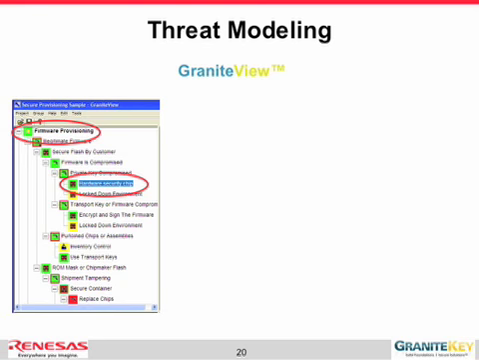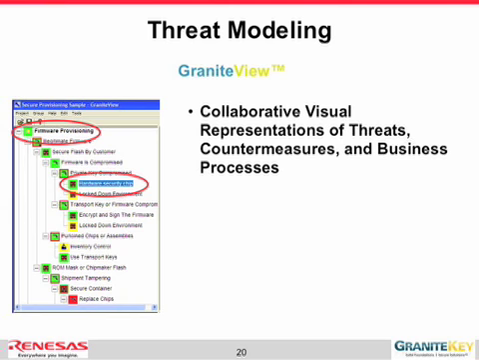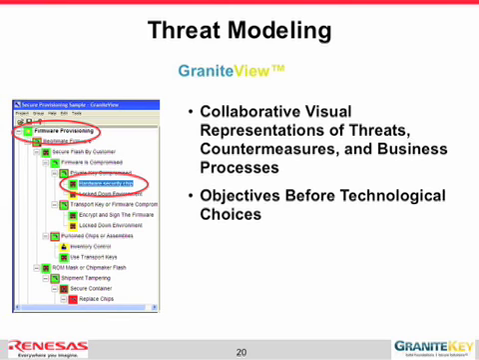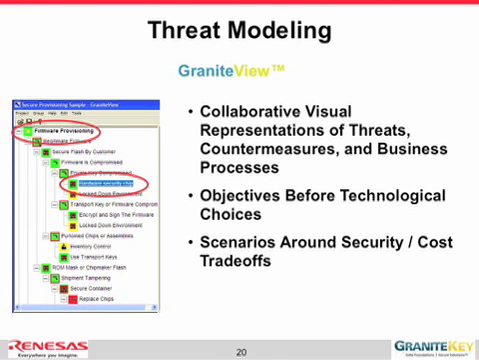So the idea is you have a collaborative visual representation of threats. You can make technology choices. Yes, it's true that this technology costs more money, but if you look at it from an ROI perspective, scenario A, where you use a secure E squared, has a negative ROI. Scenario B, where you use, say, a board ID chip, has a positive ROI. These are the kind of things that you need to do to sell security at the management level.